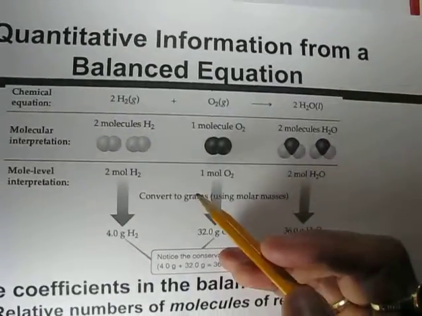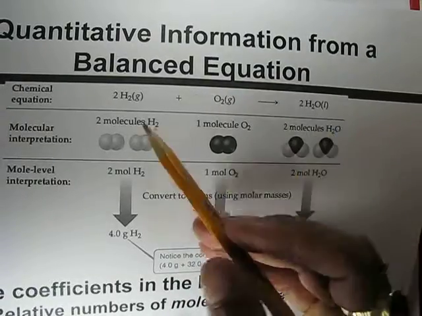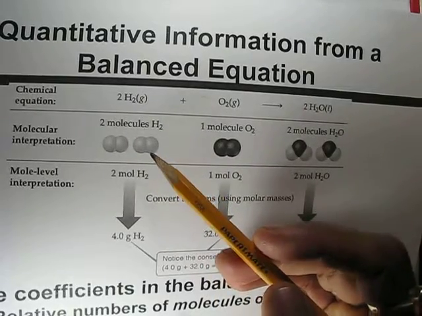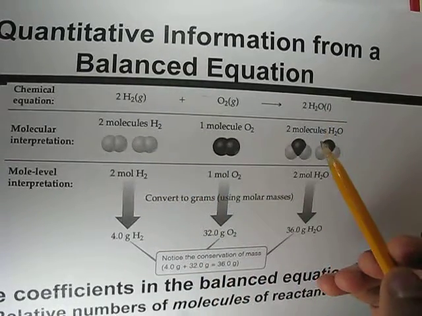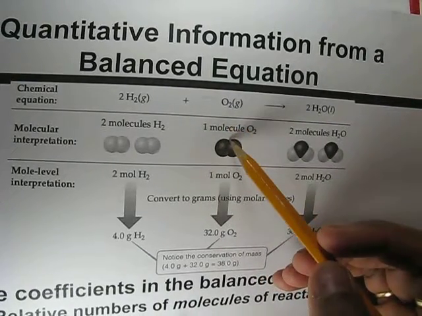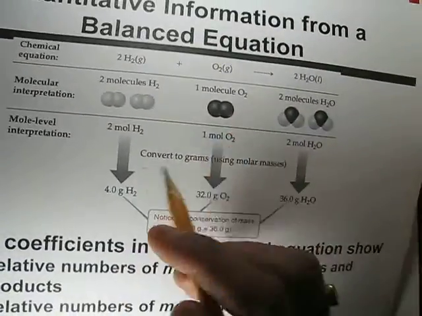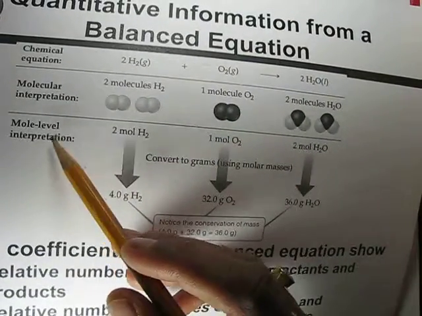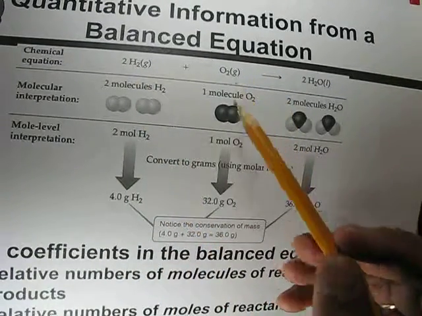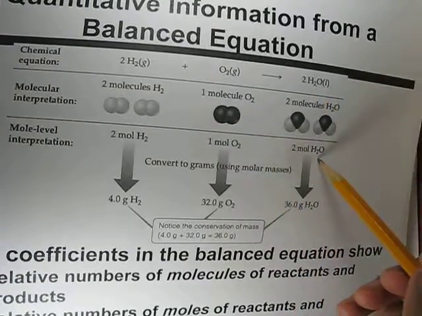So this is a completely balanced equation, because 2 hydrogen molecules multiplied by 2 gives 4 hydrogens on the reactant side and 4 hydrogens on the product side, and 2 oxygen atoms on the reactant side and 2 oxygens on the product side. At the mole level of interpretation, 2 moles of hydrogen react with 1 mole of oxygen, producing 2 moles of water molecules.